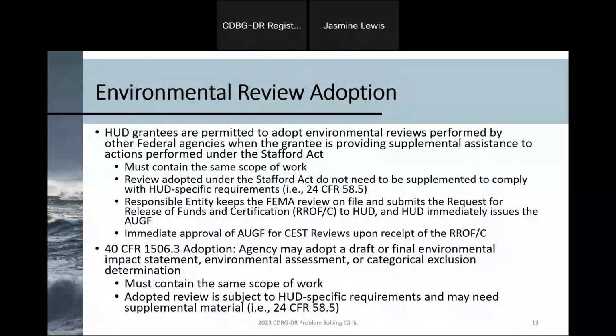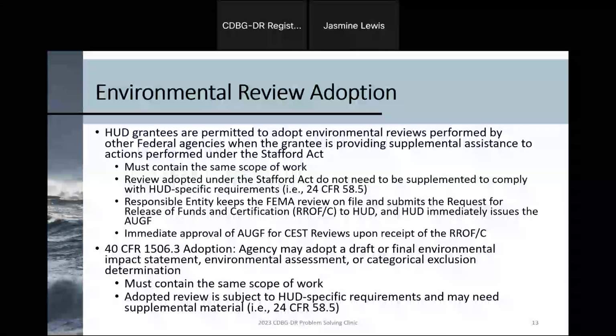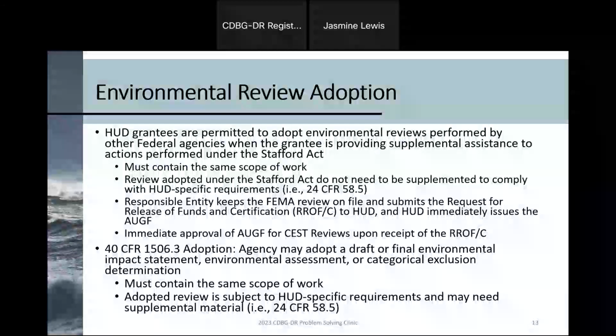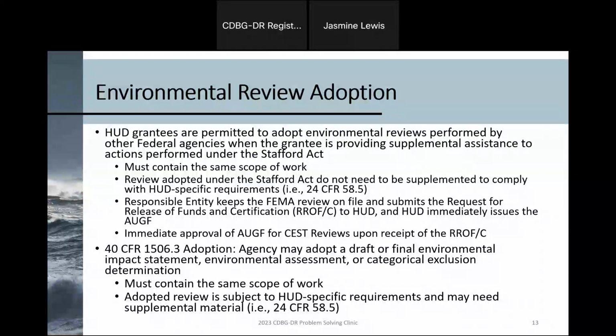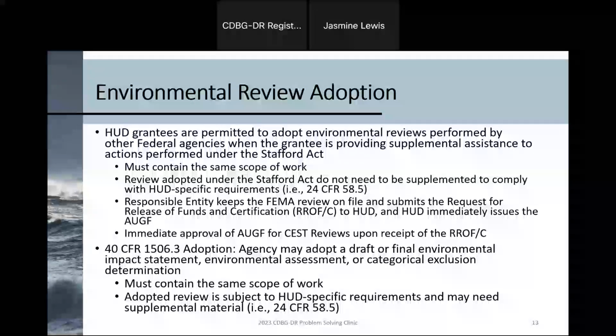At that point, when HUD receives the request for release of funds, they can immediately issue an authority to use grant funds for your record, and you can go ahead and start expending and obligating funds. So that really fast tracks the process when the environmental review has already been completed. There's also a memo that was done in 2013 by HUD that outlines this procedure, so you can take a look at that for reference.